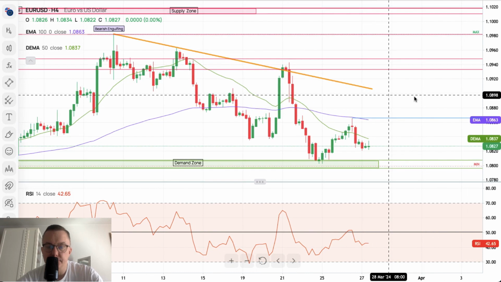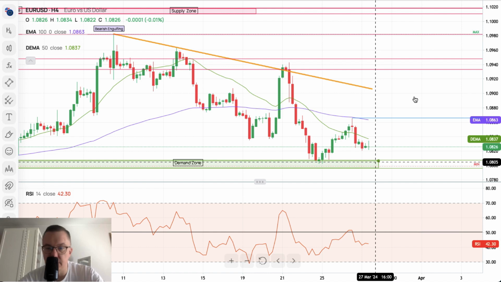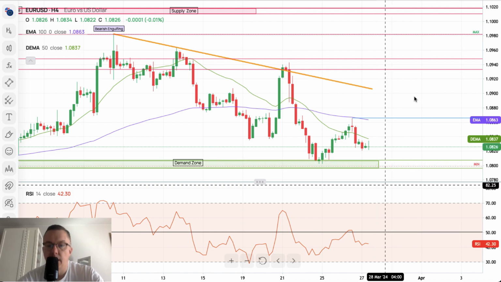So the level of 1.0797, 1.0807 is the technical support, and the zone between these two levels is the demand zone. You can see the test of this zone very quickly, and if we break below the zone, then we can go even lower towards the next technical support.